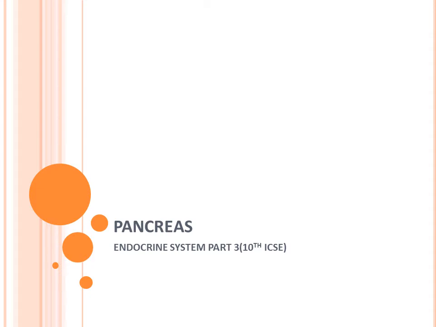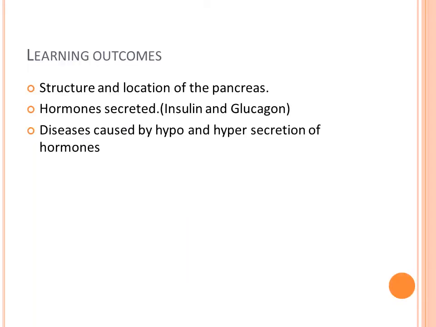What are the learning outcomes? The main learning outcomes of this lesson would be the structure and location of the pancreas, and the major hormones being secreted, that is insulin and glucagon. There is another hormone called somatostatin which is not in your syllabus, but we will study a bit of it. Also, what are the diseases caused by hyposecretion as well as hypersecretion of these two hormones?